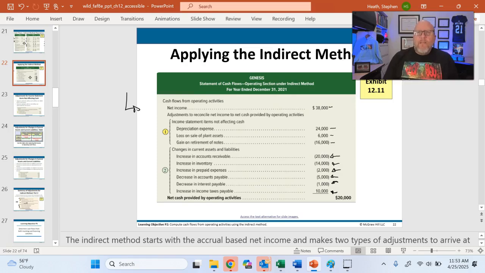So we have 38,000 net income that generated 20,000 in cash. And that is cash provided from operations using the indirect method.